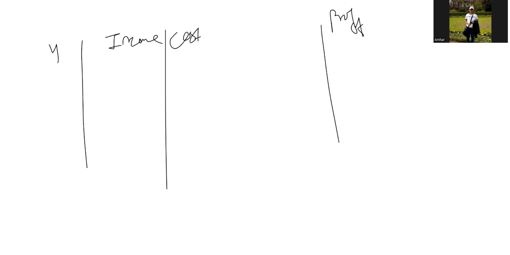So now look at D part. They are telling you to calculate the average rate of return, the accounting rate of return of the project. So how to calculate ARR? Okay, again we have to draw columns.